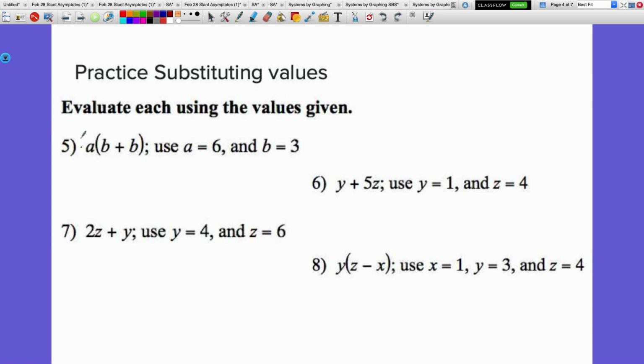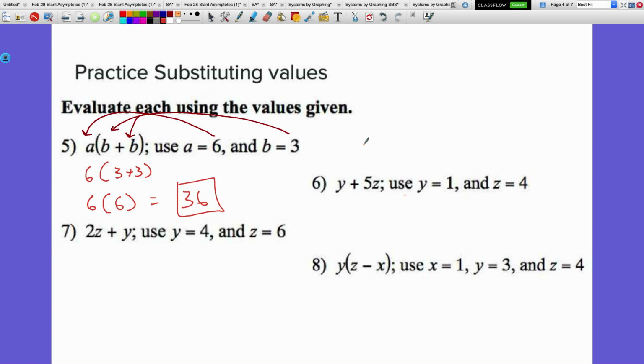All right, so our expression on the first one is a times a value in front of a set of parentheses, b plus b. A value in front of parentheses is always times if we don't see anything. We're going to use a equals 6 and b equals 3. So a is going to be replaced by the 6, and both of these b's will be replaced by 3. Everywhere we see a b becomes a 3. That's what this means. So now I've got the expression 6 times 3 plus 3. All right, simplify inside my parentheses first. 6 times 6, which equals 36.